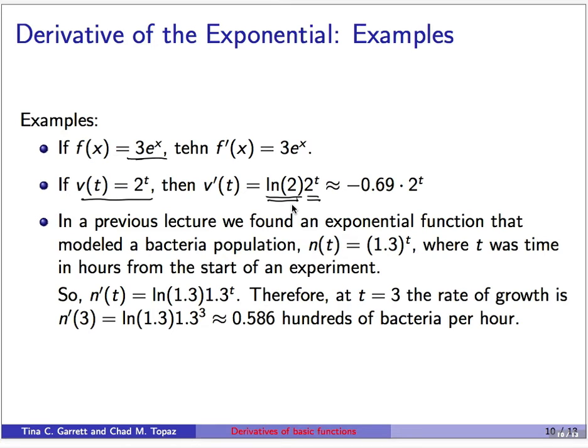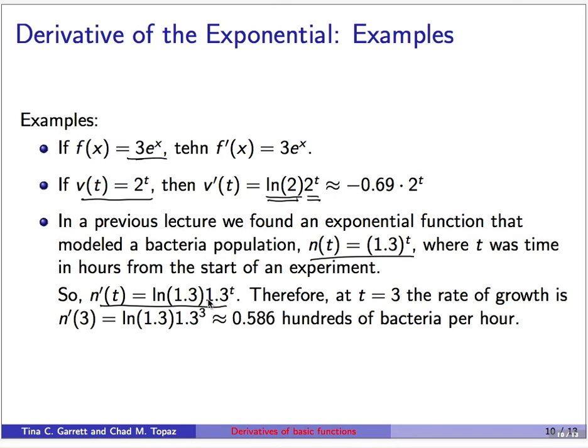So if I want to know what the rate of change of that bacteria population is, I can immediately say, oh, this is an exponential function. The rule says the derivative should be log of 1.3 times 1.3 to the t. So I get n prime there.